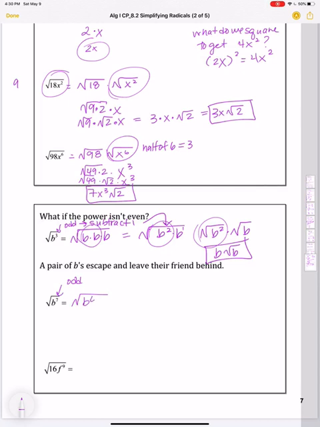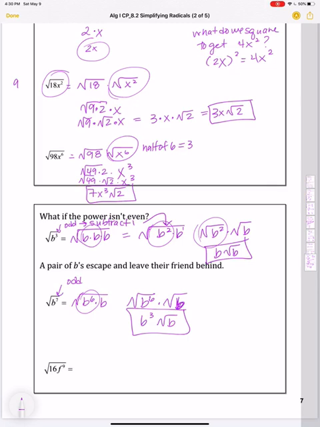So b to the 6th times b. What is b to the 6th? What is the square root of b to the 6th? Oops, now I'm getting messed up. B to the 3rd. Remember how I asked you how many pairs there would be? 3 times the square root of b.